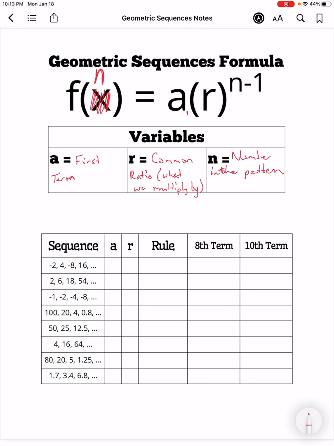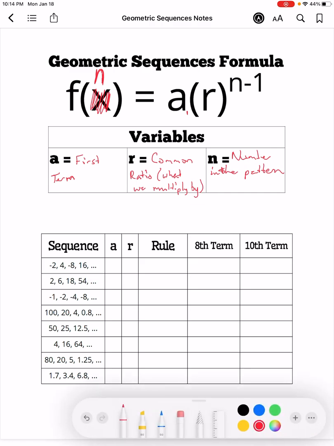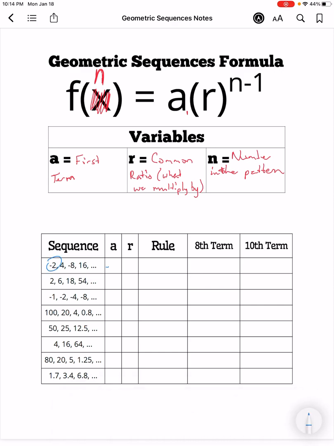So what we want to do here is come down to our table. We've got a set of sequences, and it's going to be our job to find the a, the r, and then the rule, and then we're going to look for two specific terms, the 8th and the 10th term. All right, so when we do that, our a is again going to be the first number. So in this first sequence, the a would be this -2 right here.